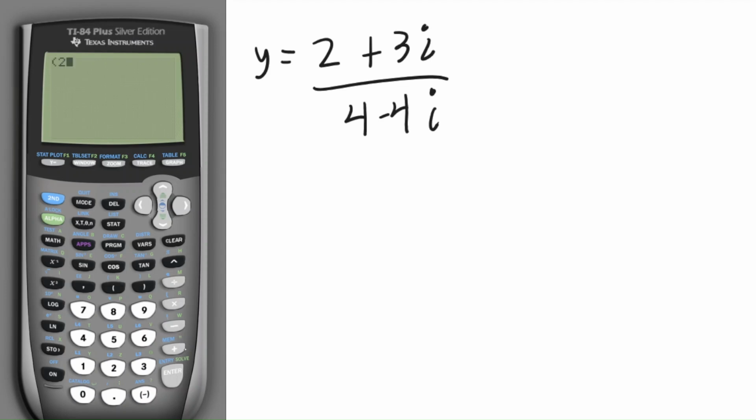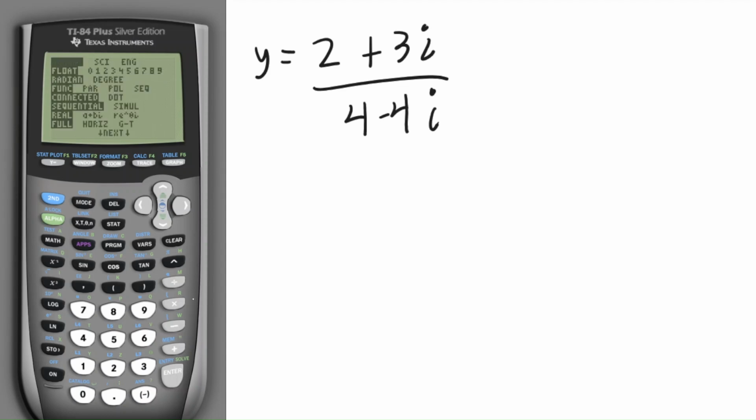I can just type in 2 plus 3i. The i is under the dot key, and then divided by 4 minus 4i. Now when I hit enter here, it gives me the answer.